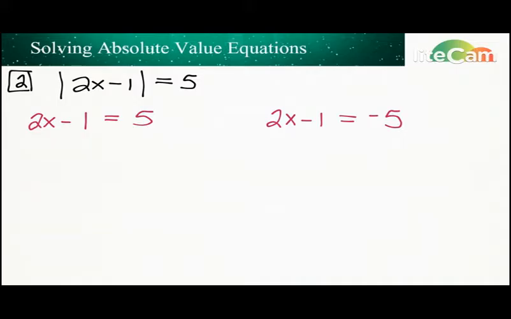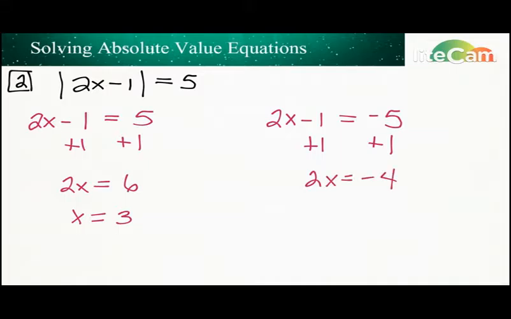Okay, so these are my two equations now. And this might make a little bit more sense than our first one. I'm going to make two equations, one with a positive 5 and one with a negative 5. Now all we have to do is just solve. So I'm going to add 1 to both sides. I get 2x equals 6, so x equals 3. And then I'm going to add 1 to both sides on this equation, and I get 2x equals negative 4, x equals negative 2.